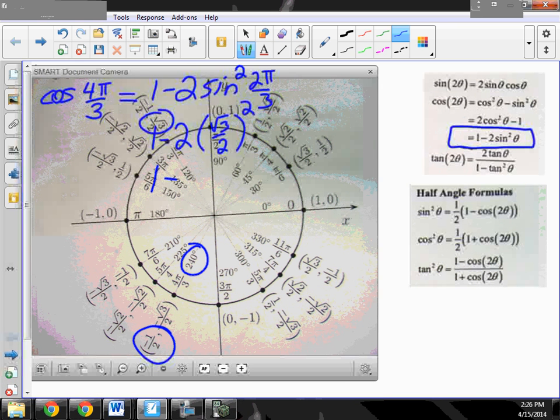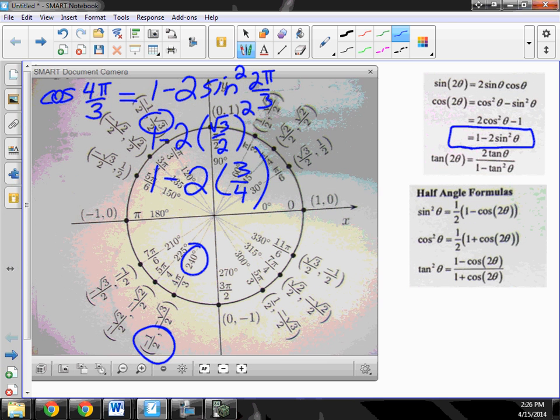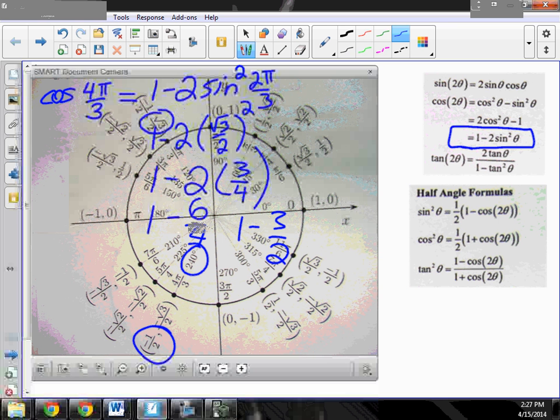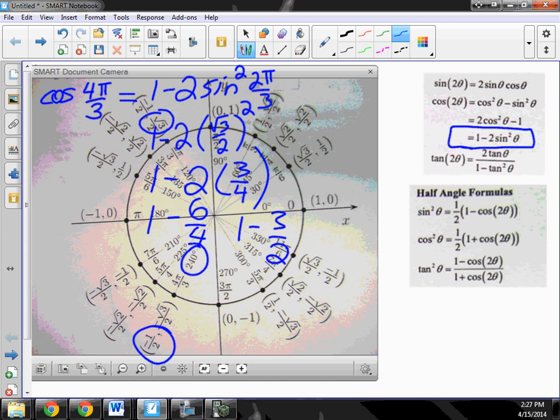So it's 1 minus 2 times 3/4. What is 2 times 3/4? Double the top. It would be 6/4, which is 1.5, which simplifies to be 3/2. So 1 minus 6 over 4, which is 1 minus 3 over 2, which is 1 minus 1.5, which equals negative 0.5, which we already knew was the answer. Okay?